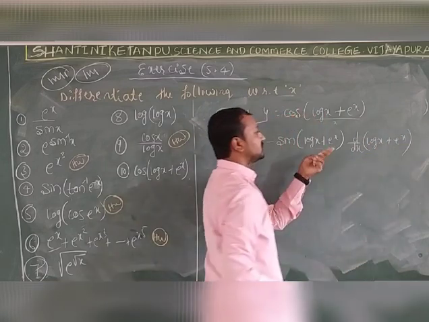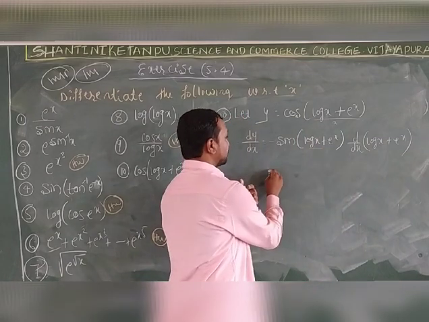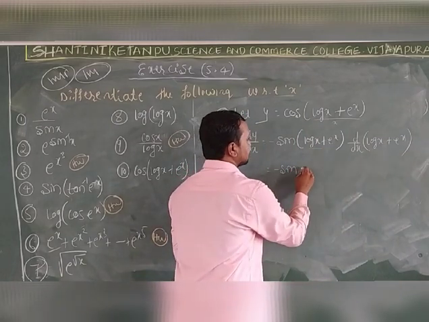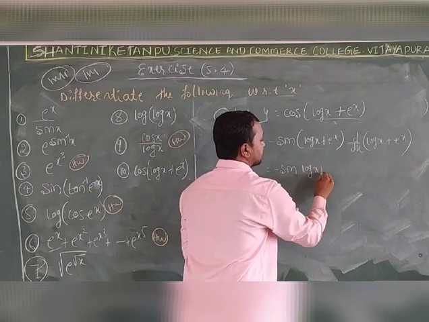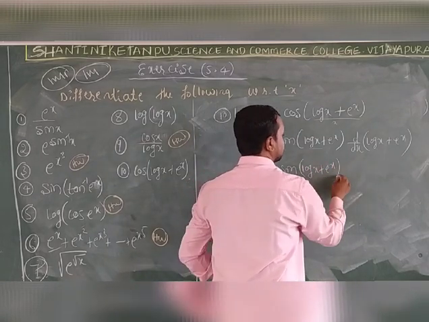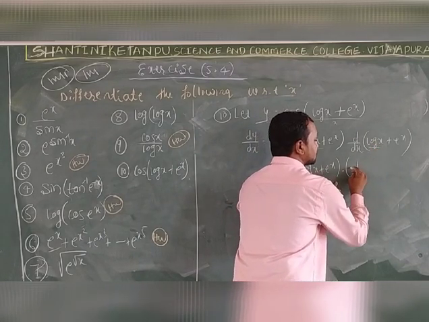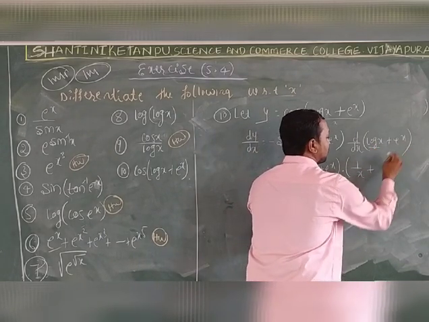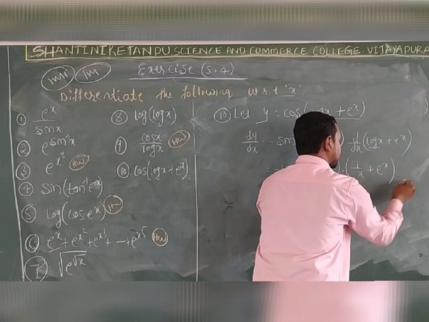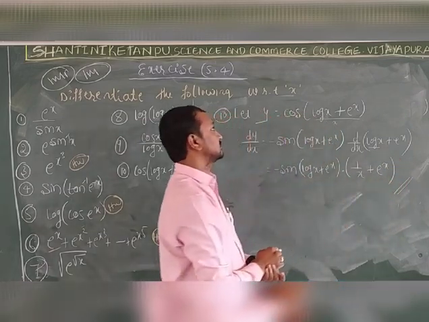So this is successive differentiation. Okay. Keep this function as it is: minus sin of log x plus e raised to x. Then d by dx of log x is the derivative of the first function, log x, which is 1 by x, plus the derivative of e raised to x, which is e raised to x. This is your final answer.